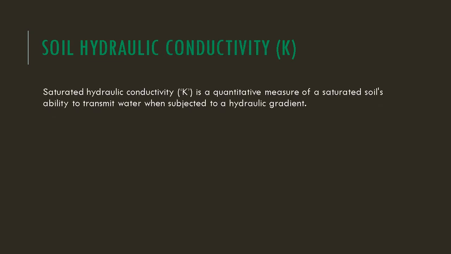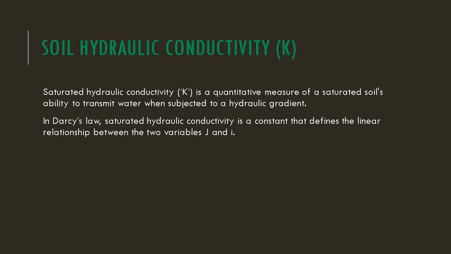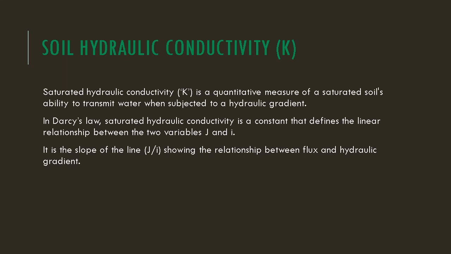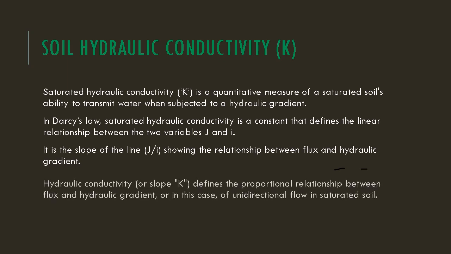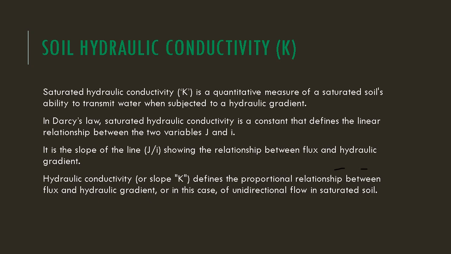Next slide, we want to talk about soil hydraulic conductivity, which is a quantitative measure of a saturated soil's ability to transmit water when subjected to a hydraulic gradient. It can be thought of as the ease with which pores of a saturated soil permit water movement. According to Darcy's law, saturated hydraulic conductivity is a proportionality constant that defines the linear relationship between two variables, J and I. Now, J is the hydraulic gradient and I is the influx of water. It is the slope of the line, J divided by I, showing the relationship between the flux and the hydraulic gradient. Hydraulic conductivity is therefore a slope that defines the proportionality relationship between flux and hydraulic gradient, in this case for unidirectional flow in saturated soils.